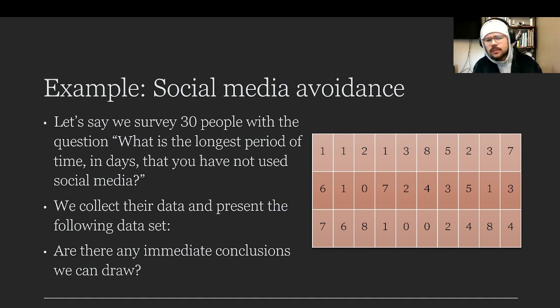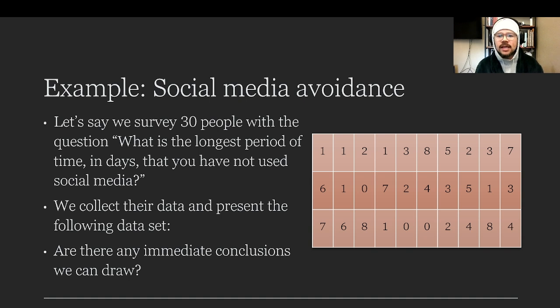For example, just briefly scanning through this data set here, we see that there are people who say zero, right? If each of these boxes represent a different person, there are some people who are saying to us that the longest period of time I've gone without using social media is 0 days. I'm using my social media every day. On the other hand, the highest number I see here is 8. So someone is saying, or some people are saying, I have gone 8 days without using social media. We don't see any nines represented here.